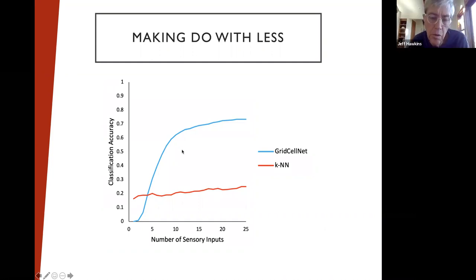I assume you're preventing the same sensory inputs from occurring twice in the 25. Yes, that's already in the system. Okay, but it could be getting completely black inputs, or inputs with only one or two pixels in. Yeah.